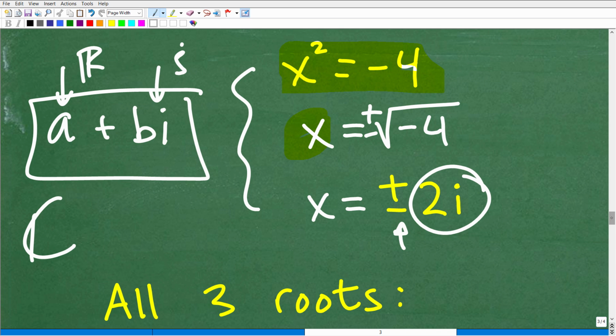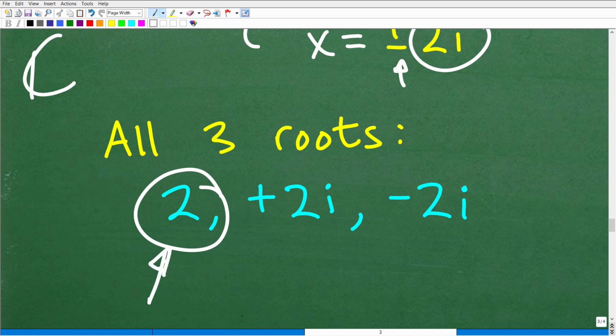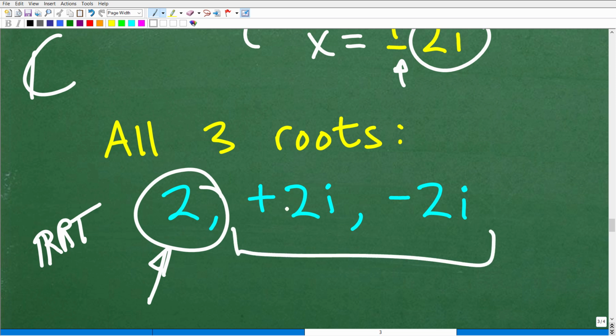So what does that mean? Well, it means we've found all 3 roots. We've found 2, a real number solution. And how did we find 2? Well, we needed to start someplace. We used the rational root theorem, and we tested that, and we were lucky enough for this particular problem to have a rational root. And then what was left was a quadratic equation with imaginary solutions, and we have our positive 2i and negative 2i as the last 2 remaining roots.